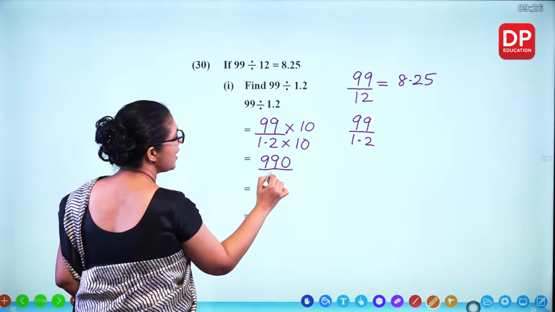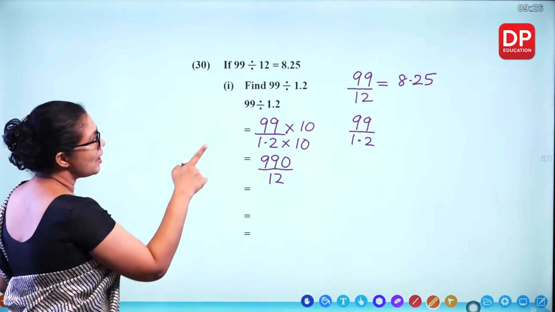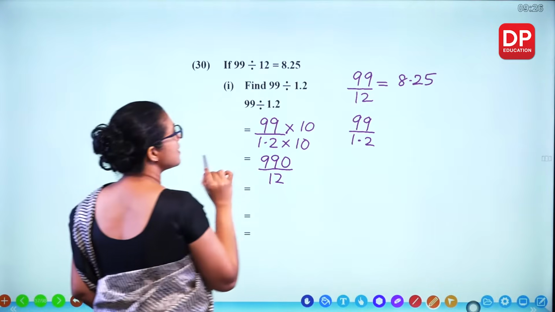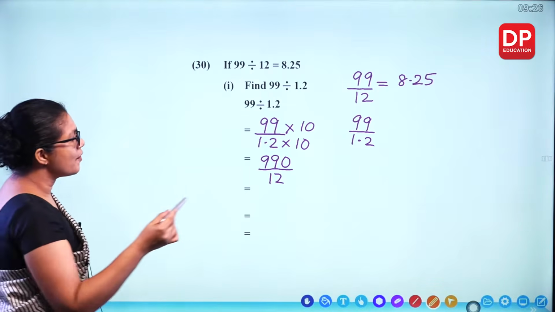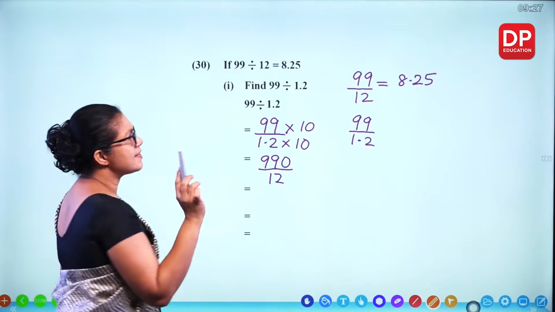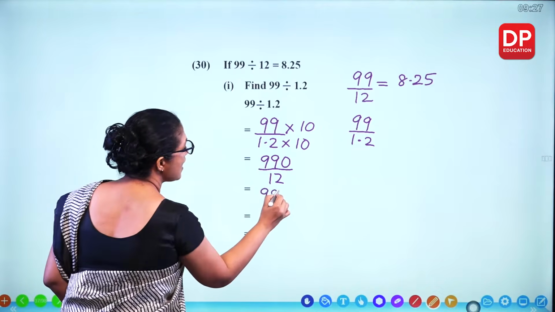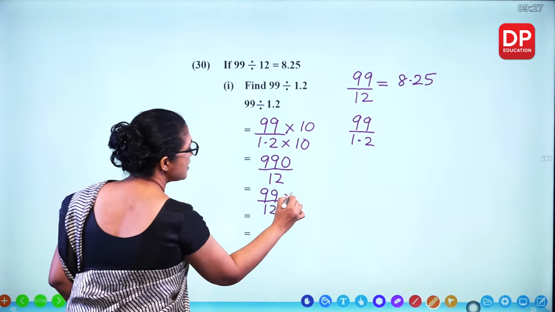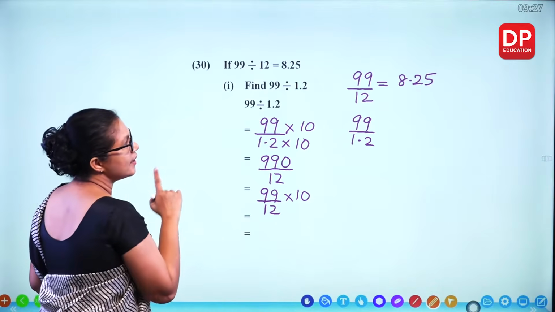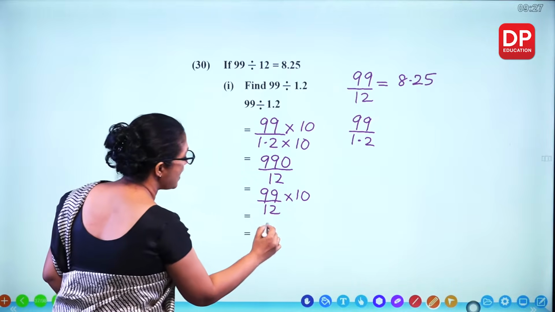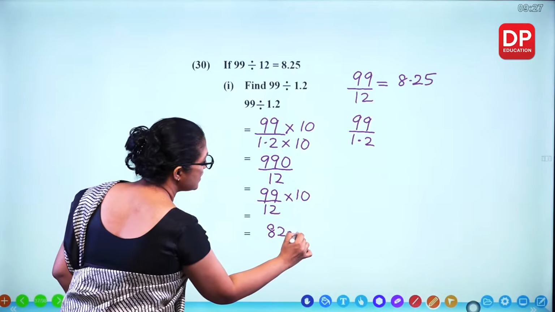990 divided by 12. Now what do you think? You can compare this and this. Now there's another 0 there. Divisor is the same. So what's the answer? That means I can write 99 over 12 multiplied by 10. So move the decimal point one place to the right, 82.5.